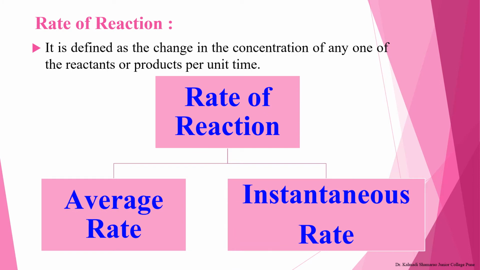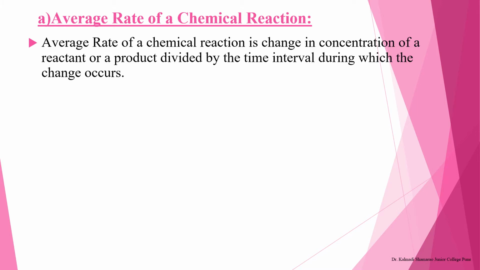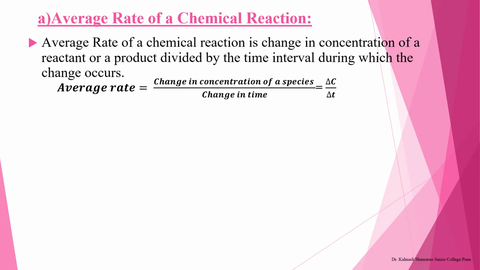Rate of reaction is of two types, average rate and instantaneous rate. Let us begin with average rate of a chemical reaction. Average rate of a chemical reaction is change in concentration of a reactant or a product divided by the time interval during which the change occurs. Average rate is equal to change in concentration of a species upon change in time, which is equal to delta C by delta T. The average rate of a reaction can be either positive or negative.